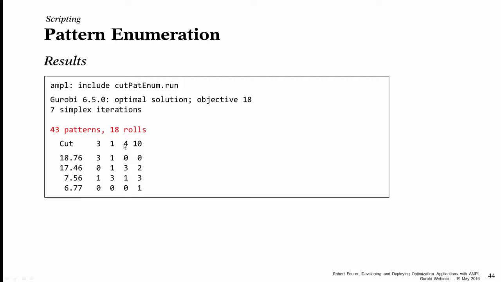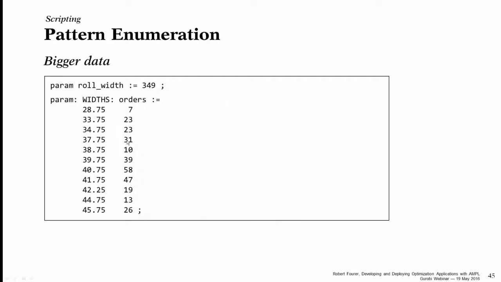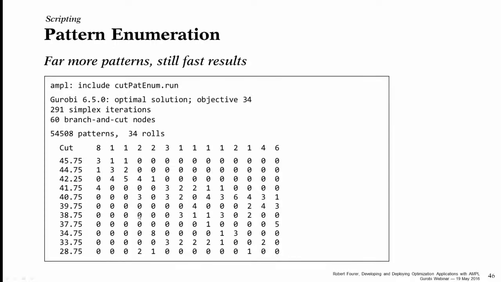Now you might wonder, what about a bigger problem? Here's a much bigger and more complicated one. The widths are very close, so there are all sorts of patterns, a whole lot of orders. The row width is much larger. And this one, it turns out there are 54,000 patterns. It still doesn't take Gurobi that long to solve it, and it finds a much more complicated solution. It has to cut over a dozen different patterns to get down to that level. So this scales up quite nicely.